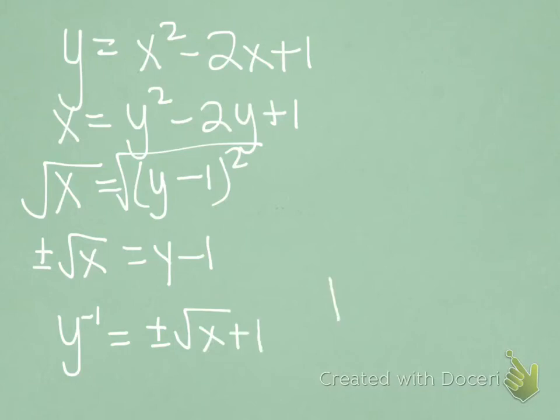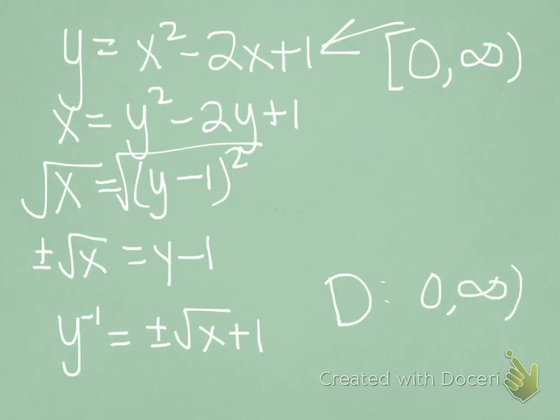So the domain in this is the range in our original quadratic. Our original quadratic's range was 0 to infinity. So our domain in our inverse is actually the same thing, 0 to infinity. Alright, let's look at an example where we start with a radical.